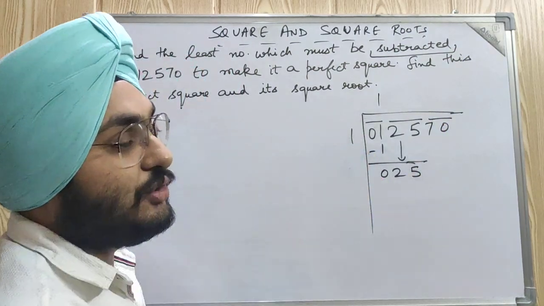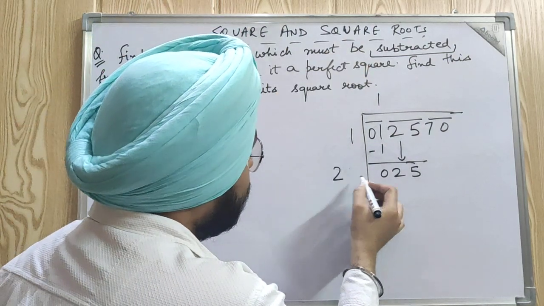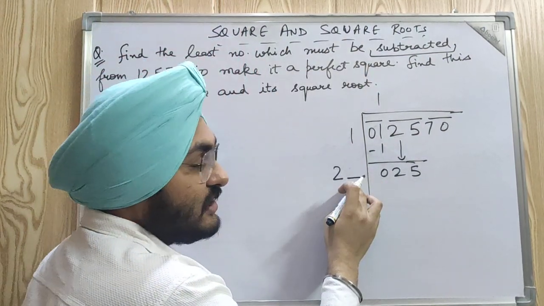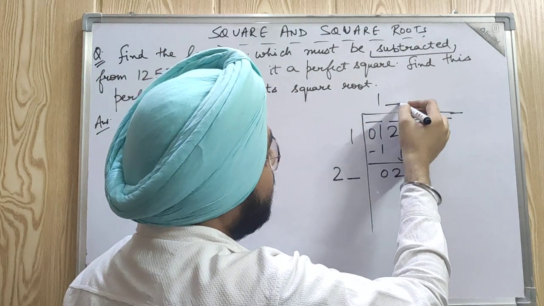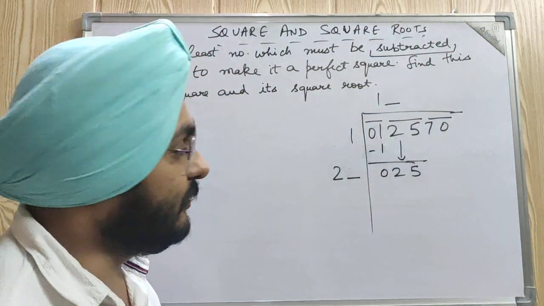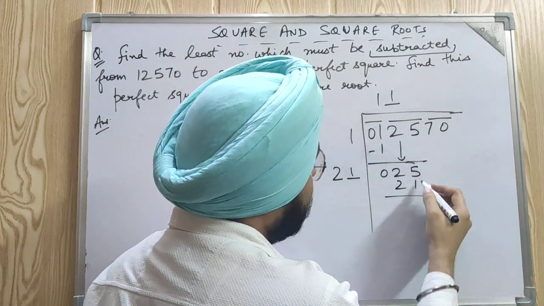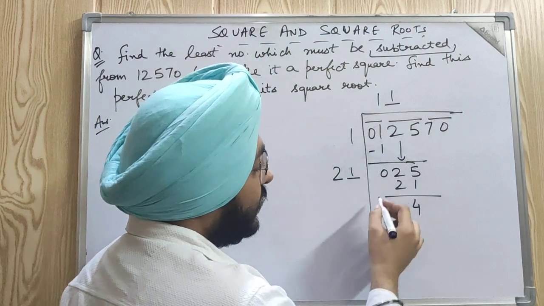And the next step, what we have to do? We have to add these two. So 1 plus 1 will become 2. Now the number which is written here should be written here, which means if I am taking a number here, it should be multiplied with the same number. So that will be what? 1. So 21 into 1 will be 21. So 5 minus 1 will be 4 here.